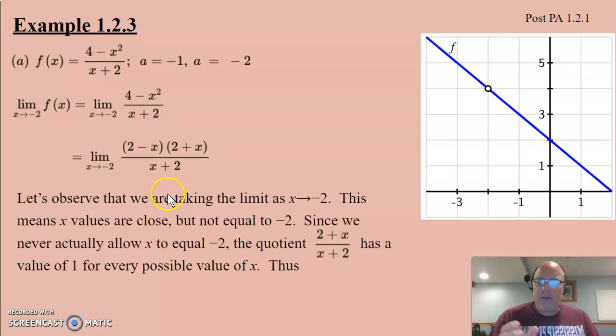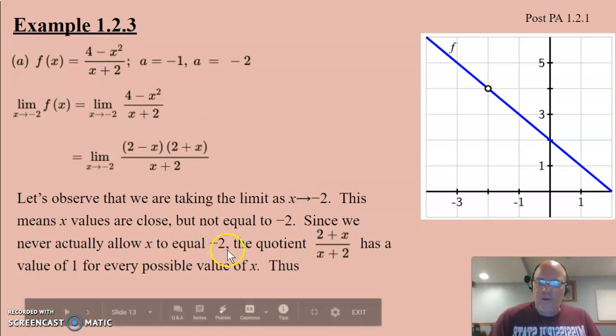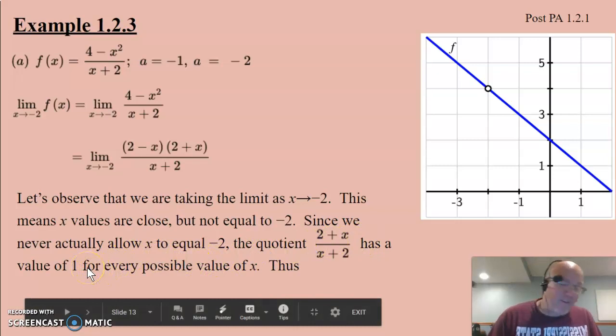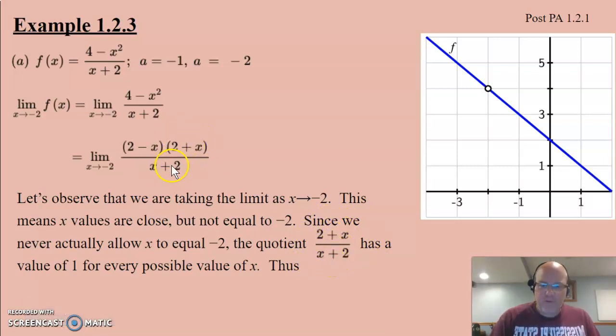So here's the deal. When we're taking the limit as x approaches -2, the values are extremely close but never equal to -2. So the quotient, 2 plus x over x plus 2, really has a value of 1 for every possible value of x. Think about that for a second. Plug in any x value to this expression, and it will always come up with a value of 1. And therefore, these reduce. That's why we can reduce these.